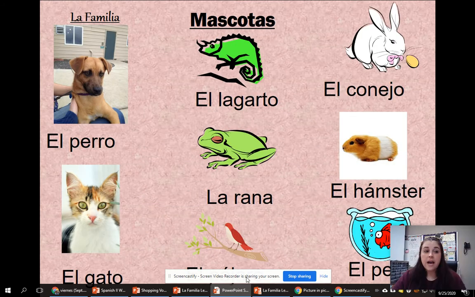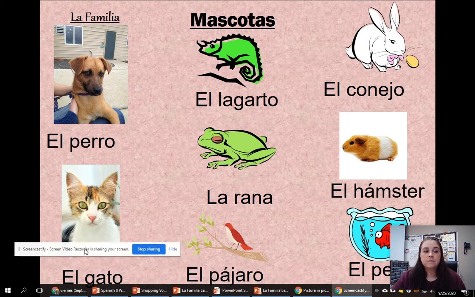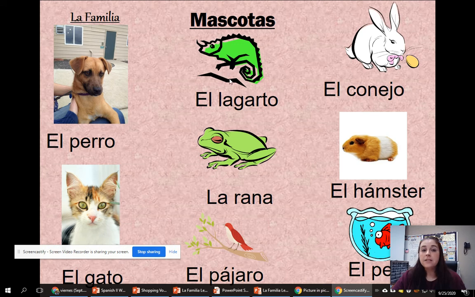And then lastly, we've got our pets. So this is my dog, Bruce, el perro. And then all the rest of these I don't have. So cat is el gato. That's G-A-T-O if you can't see that at the bottom there. A lizard is el lagarto. Frog is la rana.